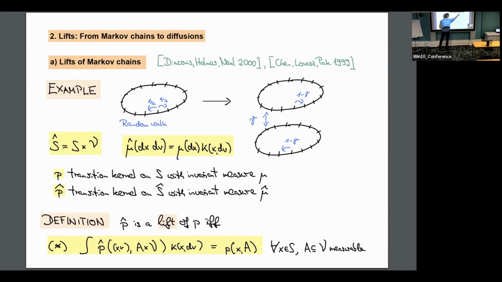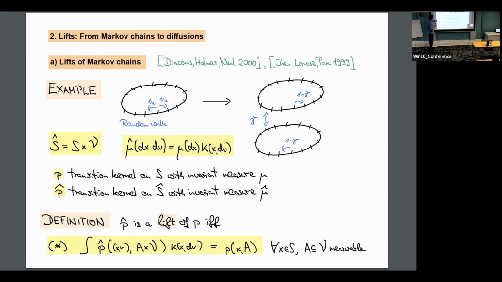For this, you consider two disjoint copies of the circle, which you can think of as on top of each other. And then on one copy, you only move to the right, so you move to the right with probability 1 minus gamma. And on the other copy, you only move to the left with probability 1 minus gamma. And then with probability gamma, you switch between the two. And it turns out that this is a lift of this random walk here. And if you choose gamma in the right way, then the relaxation time improves to the square root.